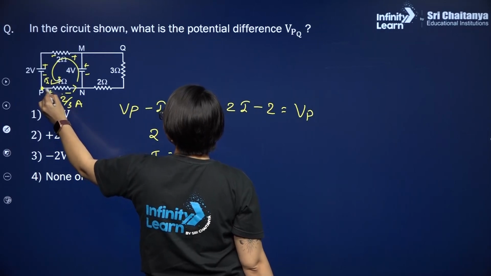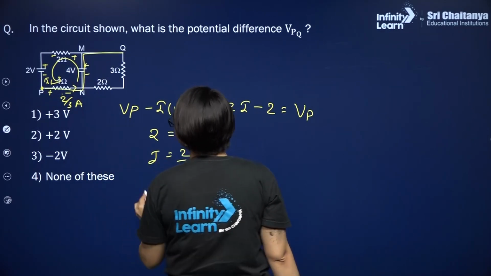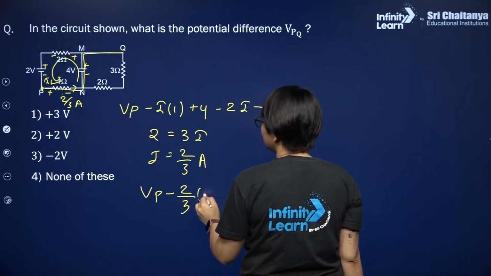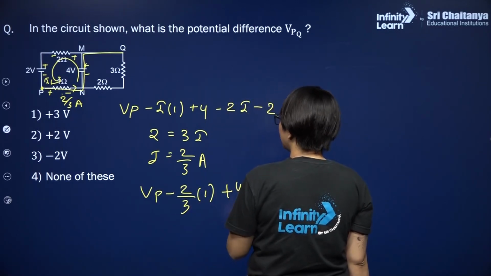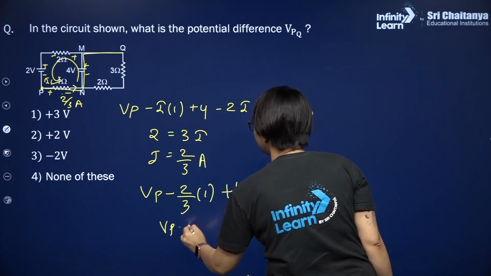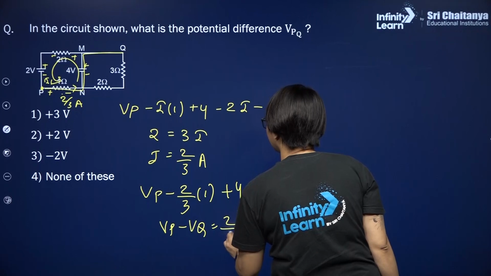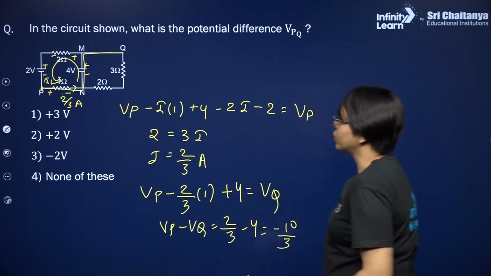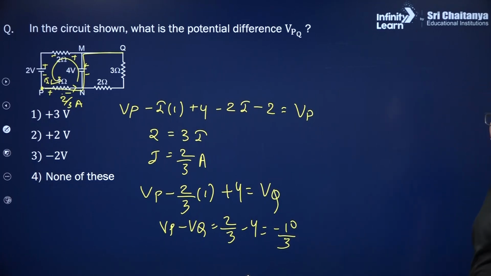So, I am walking on this path now. Vp minus 2 upon 3 into R plus 4 is equal to VQ, right. So Vp minus VQ is 2 upon 3 minus 4, that is minus 10 upon 3 volt, which is option 4, none of these.